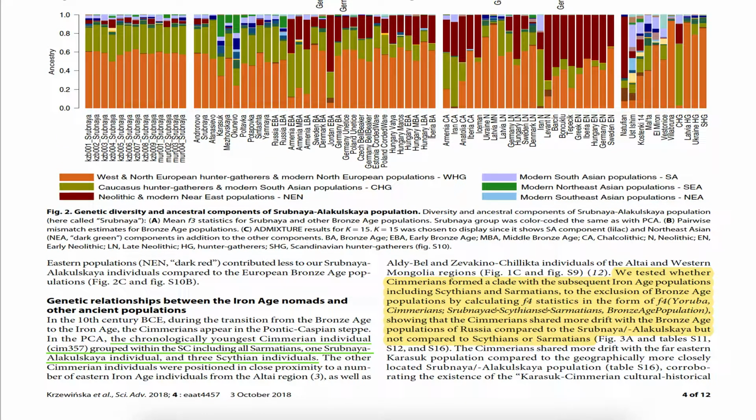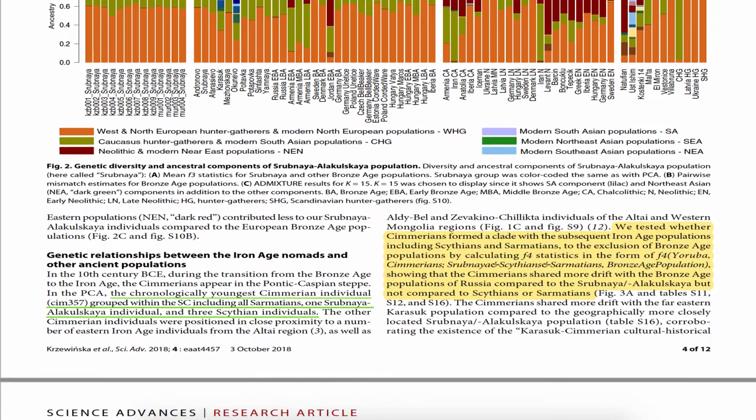We tested whether Cimmerians formed a clade with the subsequent Iron Age populations, including Scythians and Sarmatians, to the exclusion of Bronze Age populations by calculating F4 statistics in the form of F4(Yoruba, Cimmerians; Srubnaya, Scythians and Sarmatians; Bronze Age population), showing that the Cimmerians showed more drift with the Bronze Age populations of Russia compared to the Srubnaya, but not compared to Scythians or Sarmatians.